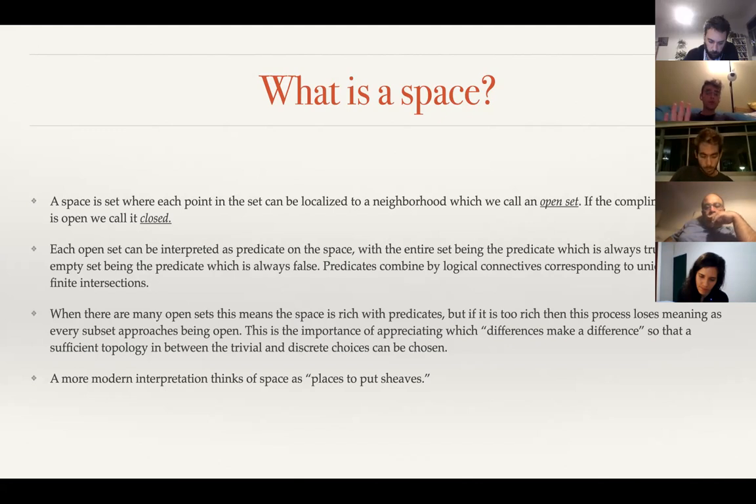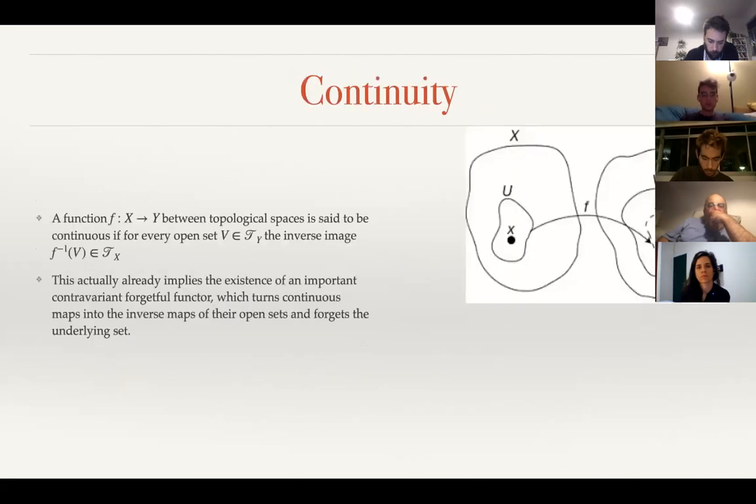A more modern interpretation of spaces, which maybe we'll get into another day, is that there are places where you can put sheaves. This relates to our talk about how all objects can be seen as basically the sum of all their relations with other objects. And since a sheaf has these topological properties, basically anything that admits a sheaf, we can think of as a space as well.